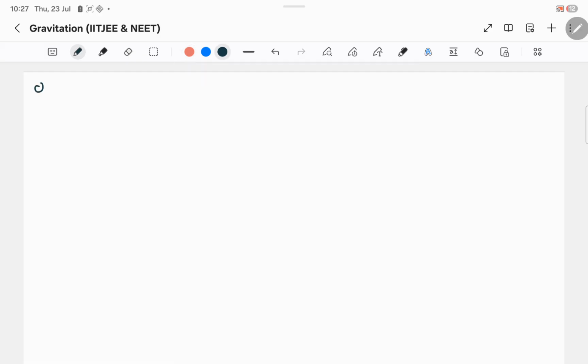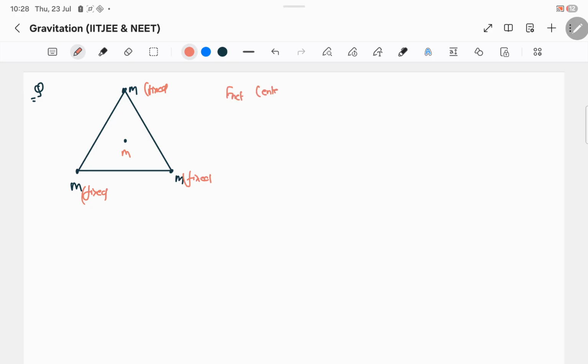Now, some more types of questions, how they can ask. They will give the same triangle also, like this. And what they can ask you is that there is mass m, mass m, mass m, and if you keep a test mass here at the center, with all these fixed, what will be the F net on the center? Same thing, you will use this: it will attract in this direction, this direction, and this direction.